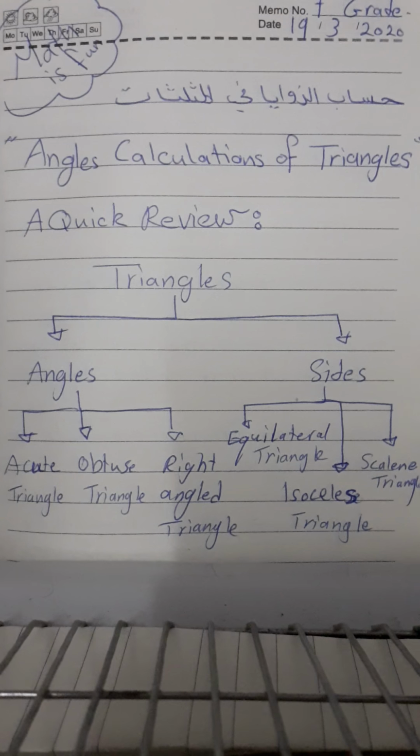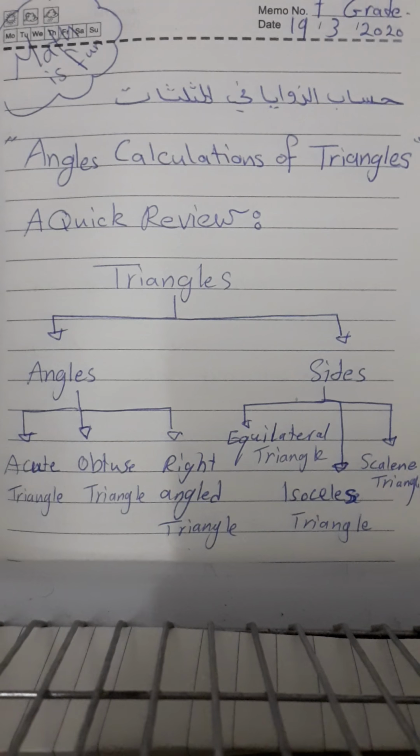The second way is triangles classified based on side lengths. First type is equilateral triangle, which has three equal sides and also three equal angles.